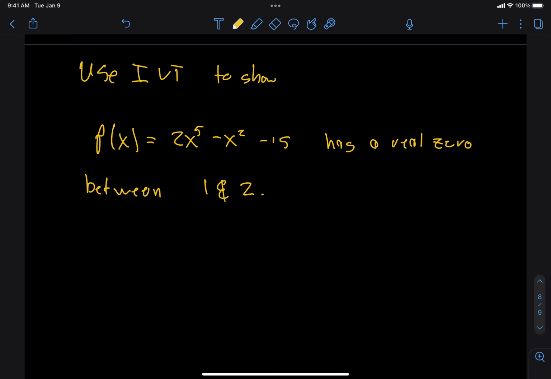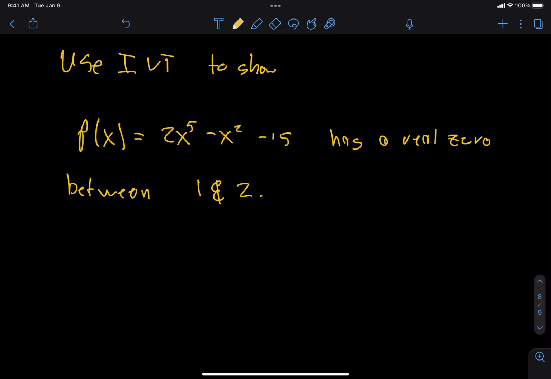I'll read again. Use zeros, turning points, and behavior to find the polynomial with leading coefficient. Okay, that one's going to take like 2 seconds. So let's do this one. This one is more interesting. This one has a lot more meat on it.